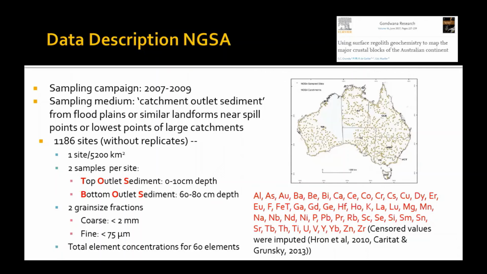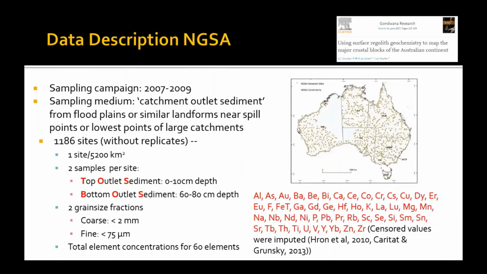There are a whole lot of countries that do surveys of that type. If you want a really good data set, look at Northern Ireland. They have a resolution of one sample per 2.5 square kilometers, which basically almost doesn't need any mapping, any interpolation any longer. It's so dense. What they did is, for each sample, they took two subsamples, two soil horizons, a top soil and a bottom soil, and also two grain size fractions. So they have a coarse grain fraction and a finer grain fraction.